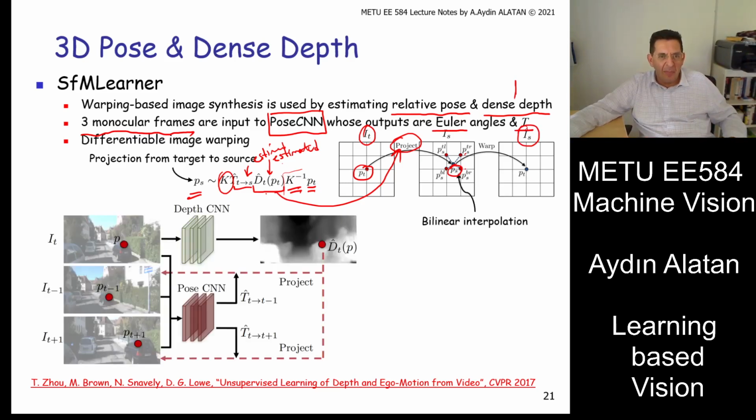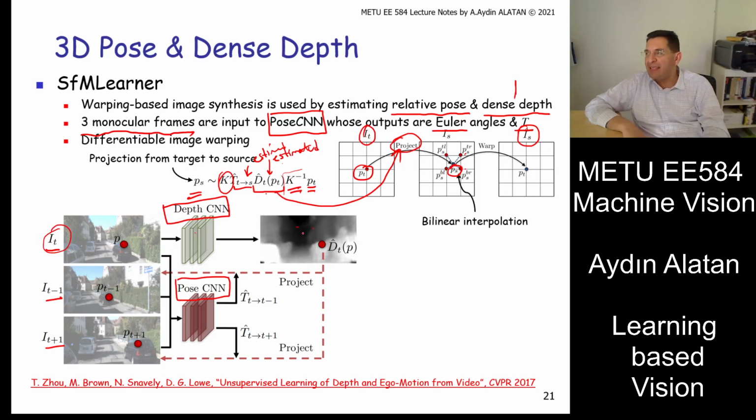Okay, then we are using bilinear interpolation. Now let's look at the overall architecture. Three frames, T, T minus 1, T plus 1. There is an object P, okay. For every object, we will do these things. There is a depth CNN, there is a pose CNN. Depth CNN is estimating this one, okay, dense depth. This is your dense depth. And at the corresponding location, there is an estimate of D.